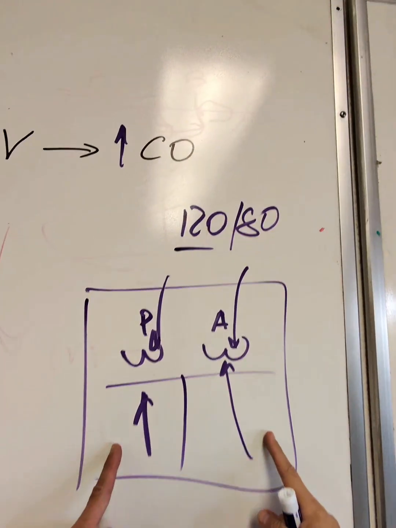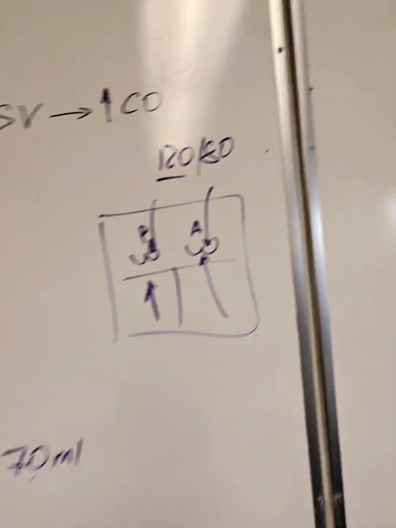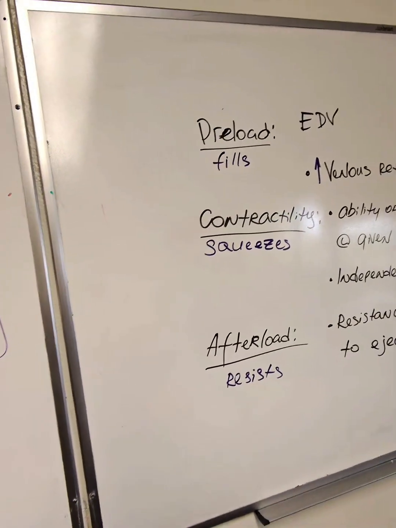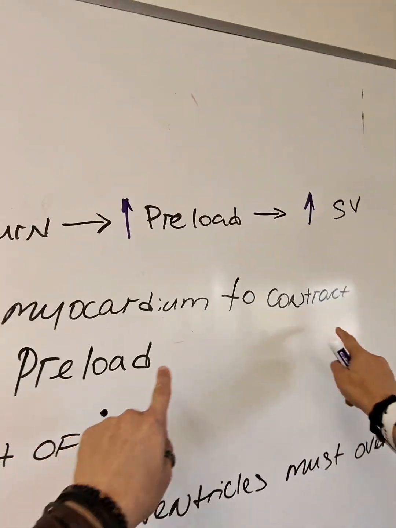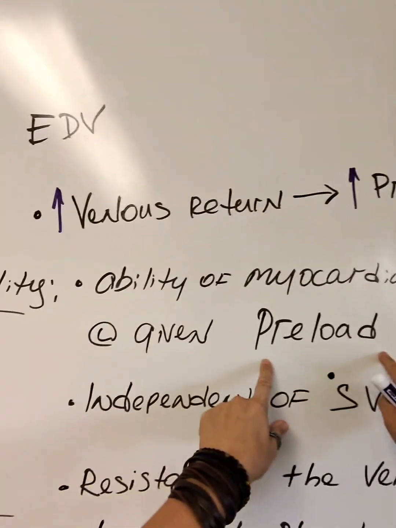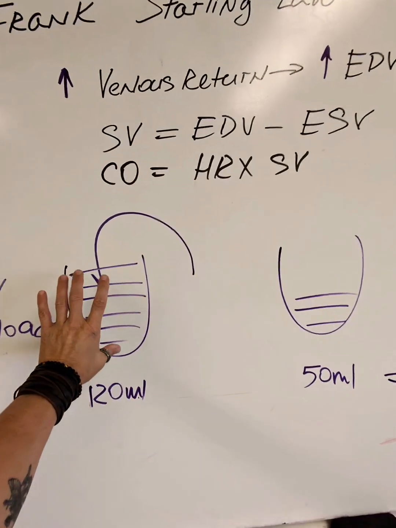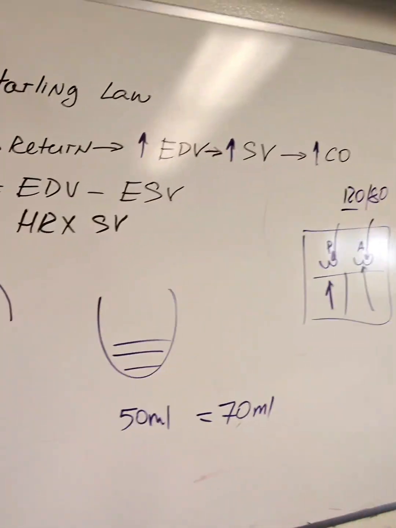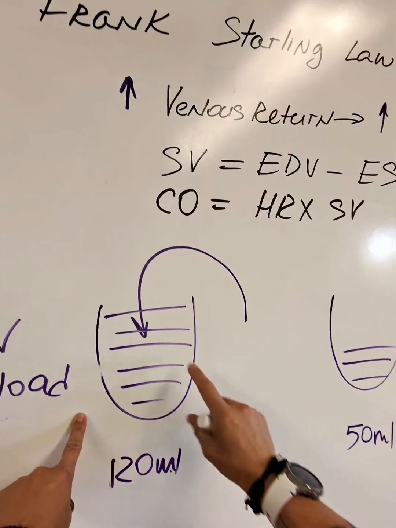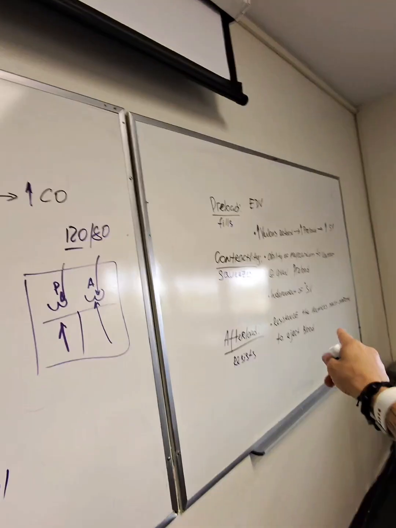The pressure the ventricles must create in order to open those valves, this is the afterload. That's a resistance. And the last one is contractility. Contractility is the ability of the myocardium, of muscle cells, to contract at a given preload, independent of the stroke volume. At a given preload, it doesn't matter how much blood is in here, it's just the ability of the myocardium to generate force in order to eject the blood.